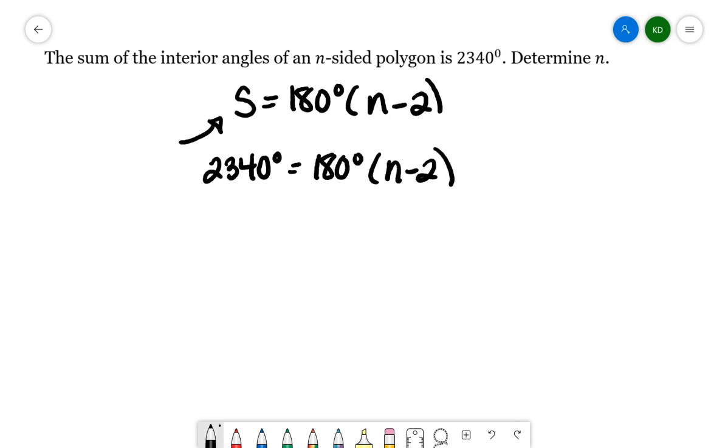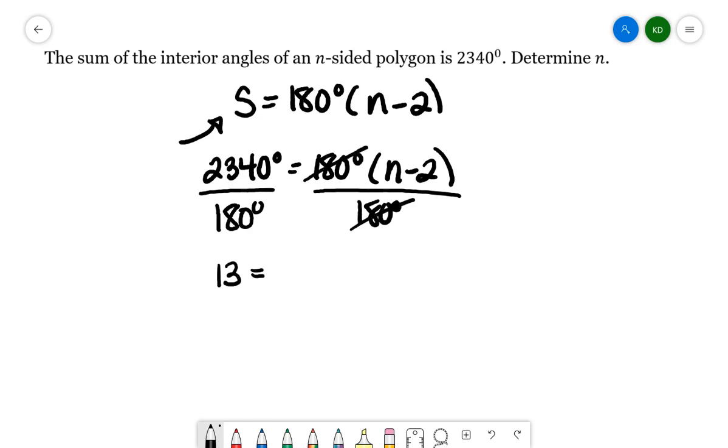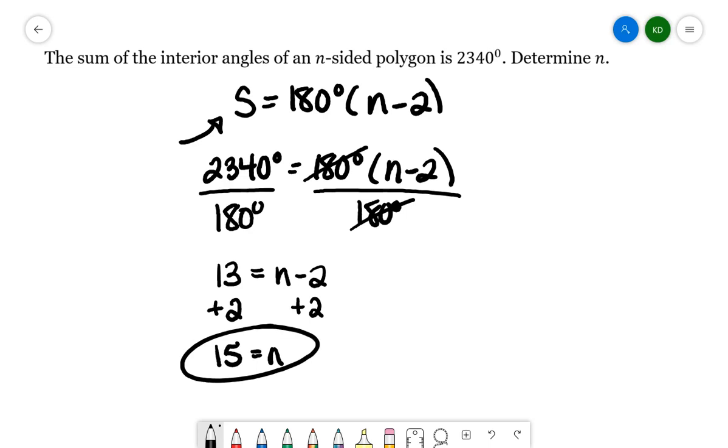To solve for n in this case, first what we want to get rid of is the 180. So I'm going to divide both sides by 180 degrees. On the left side, what I get here is 13 when I divide. And on the right side, 180 and 180 are canceling, and I'm left with n minus 2. Next, we'll add 2 to both sides, and I have 15 equals n. So this was a 15-sided polygon to begin with.